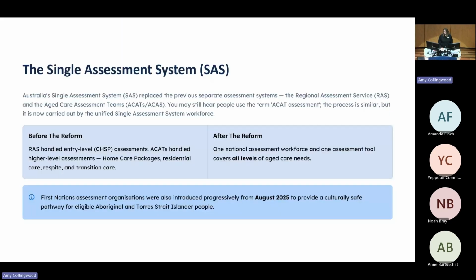So the assessment. Some of you have already been assessed, probably in this room. We used to have the RAS assessors and the ACAT assessors, but since the major reform, we are now under a single assessment called the SAS, and they will either come out to your home, which is probably preferable, or if you're only looking for some lower level services, you might get a phone call from them and they will do the assessment over the phone.